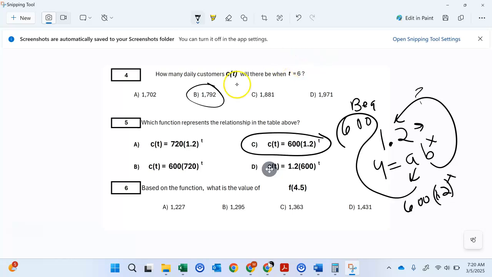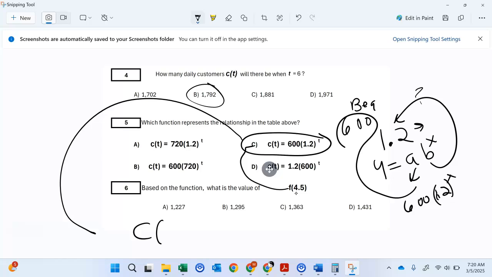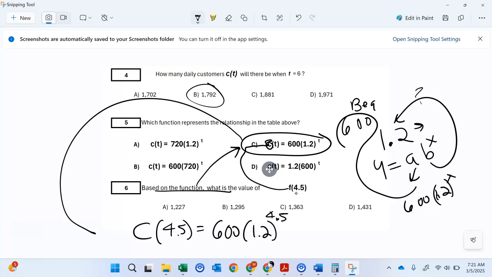Okay, finally, number 6 is something that we're going to use our calculator on. Because it's 4.5, we're going to use this function right here, and we go C of 4.5. This should be a C, okay? So C of 4.5 is equal to 600 times 1.2 to the power of 4.5. Okay, so we're going to use our calculator for that.